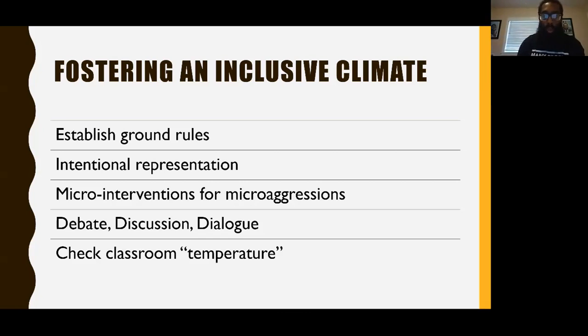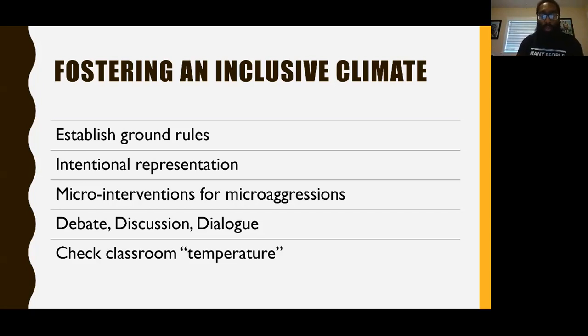The next piece that we'll talk about is this idea of intentional representation. As you think about your curriculum, as you look around your classroom, as you think about the folks that you highlight in experiential activities, etc., is it rooted in a negative image of marginalized folks, or is it serving as an erasure of the marginalized folks' experience? And so, really thinking about how can we elevate more positive images of folks within our curriculum, and then also in our surrounding classroom.